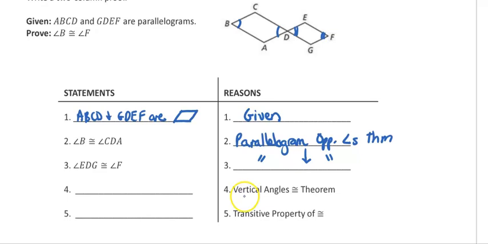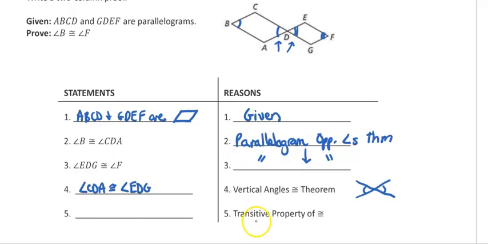Okay, now it wants me to use vertical angles. Remember that vertical angles are like this, when two vertical angles are congruent? So that would be these two angles right here. So I'm going to say angle CDA is congruent to angle EDG. And that's because they're vertical angles.